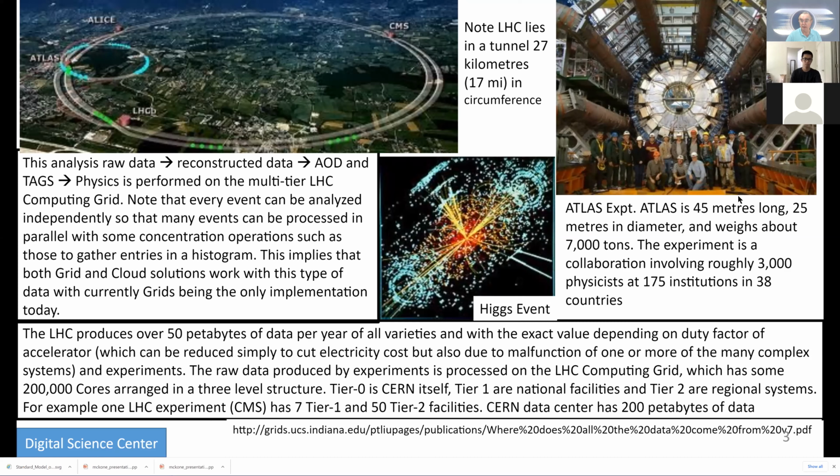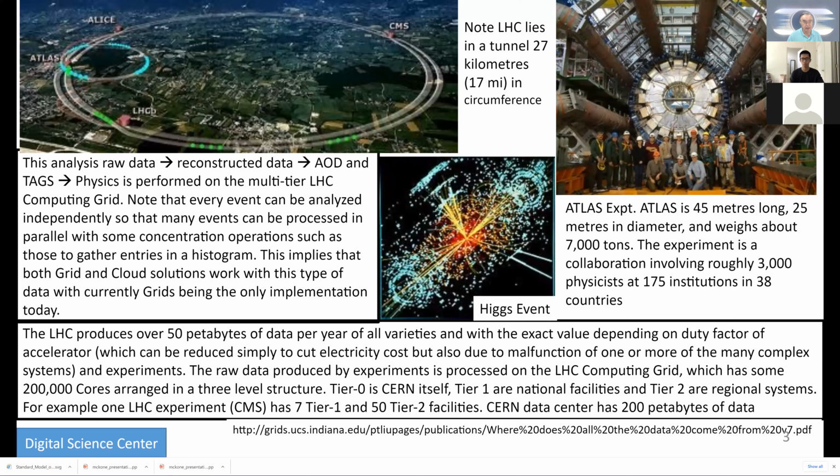And as we've shown before, here's this giant experiment, and it has 3,000 people and lots of institutions and countries. So this is sometimes called big science. And at the bottom here, it describes the amount of data and the computing model, and we'll have a better picture of the computing model later on. And the data is run through a multi-stage workflow where the raw data is reconstructed, and the reconstructed data is summarized, and the summarized data has physics done on it.